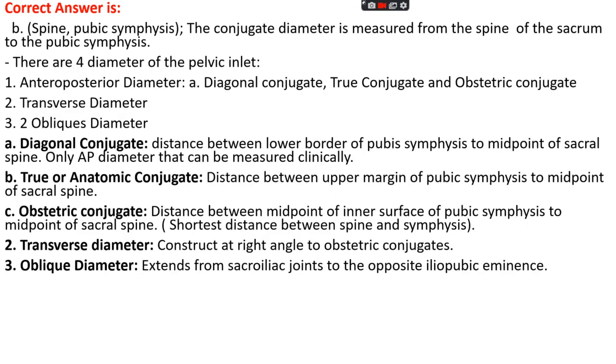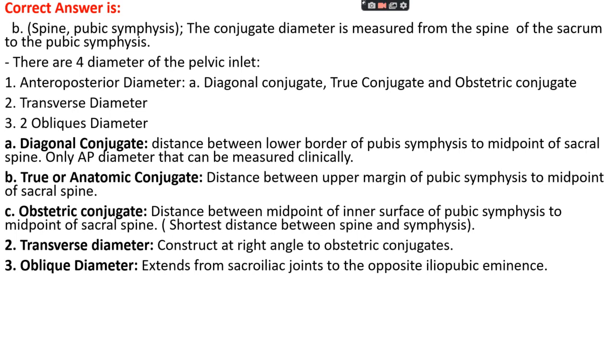The conjugate diameter is measured from the spine of the sacrum to the pubic symphysis. These are the diameters of the pelvic inlet. There are four diameters of the pelvic inlet. First are the anteroposterior diameters, which include the diagonal conjugate, true conjugate, and obstetric conjugate. And there is a transverse diameter, and two oblique diameters. The diagonal conjugate diameter is the distance between the lower border of the pubic symphysis to the midpoint of the sacral spine.